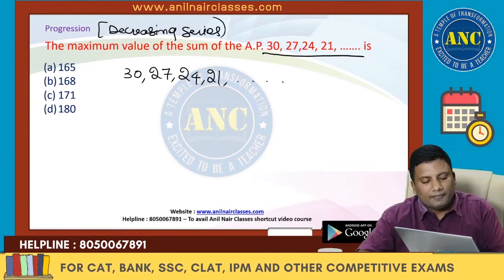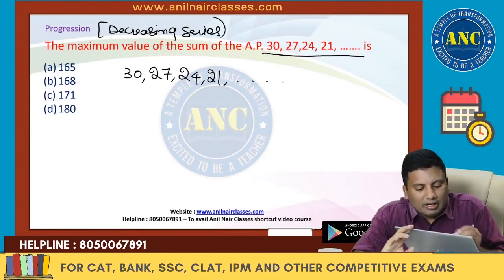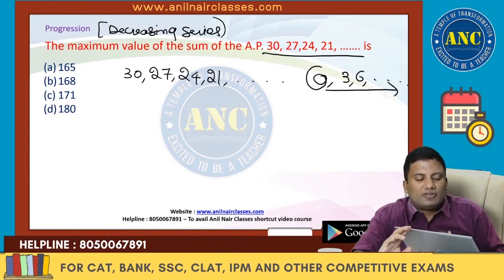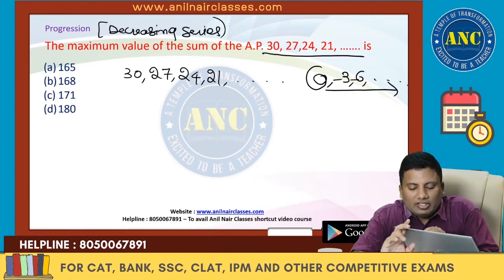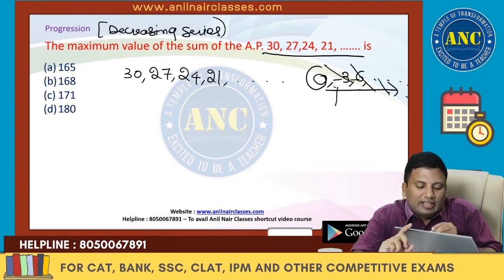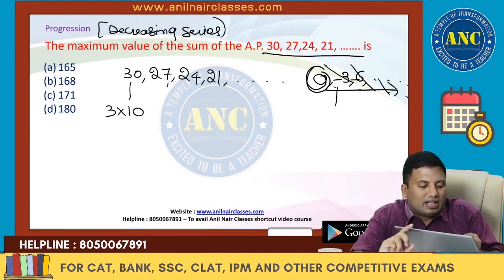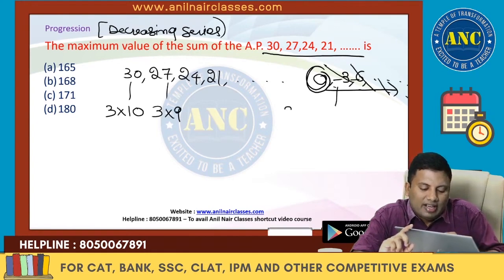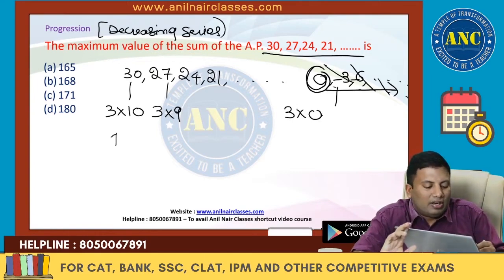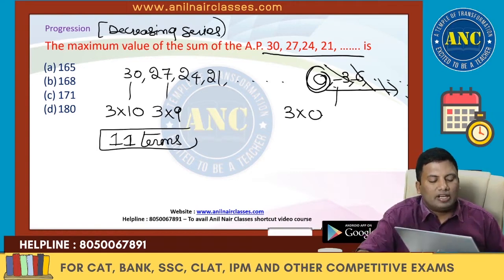If I get after 0, this will be 3, 6, 9. That means after 0 the series will be minus 3, minus 6 and so on. If it is minus 3, minus 6, the value will decrease. I want till here. That means 3 10s are 30, 3 9s are 27, 3 zeros are 0, 0 to 10. Totally how many terms I need to take? 11 terms I need to take.